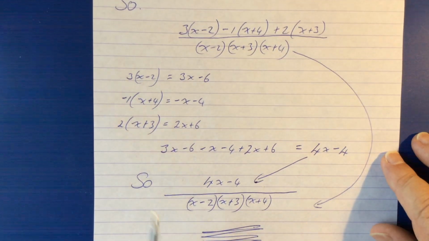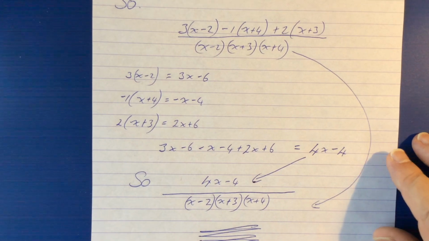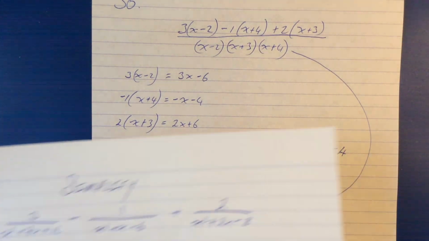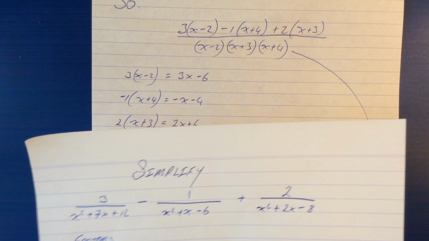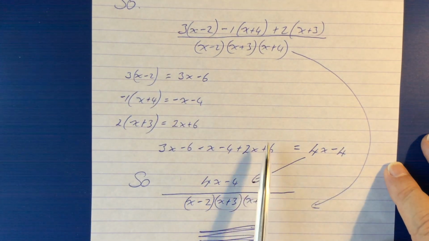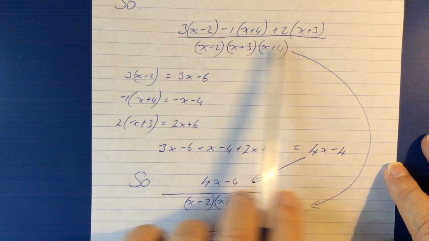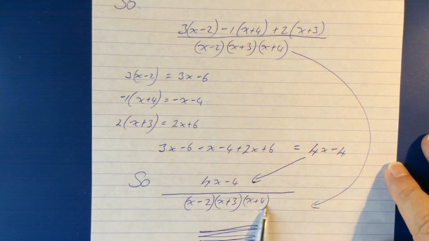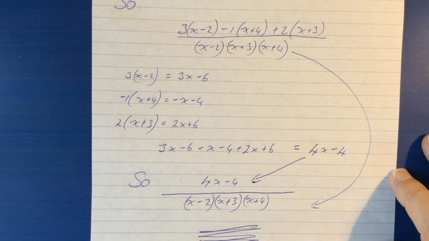So our simplified form of this, after all that work, is 4x minus 4, the numerator expanded and simplified, over x minus 2, x plus 3, x plus 4, the common denominator arrived at as I showed you.